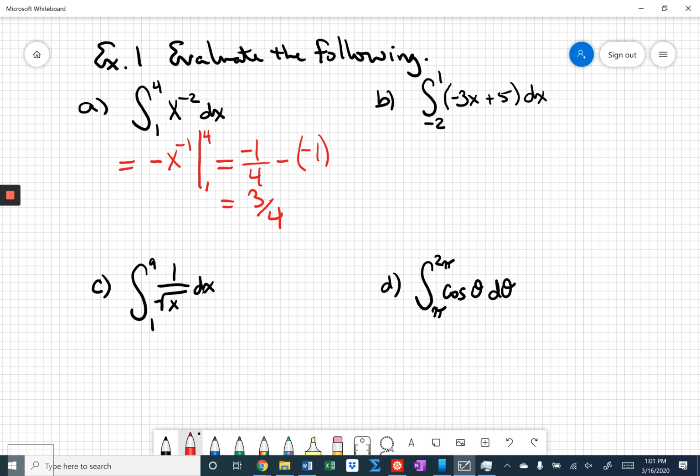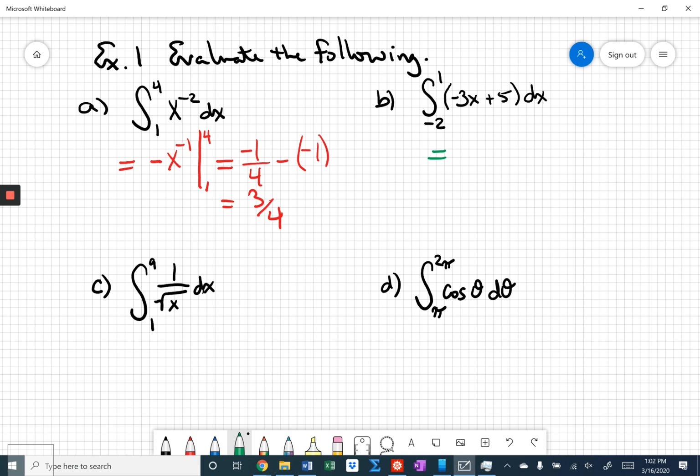All right. Now's a good time to pause and go do B if you haven't done it yet. All right, so for B, I'm going to do the same process. I'm going to find an antiderivative. Just as a side note, this one is one that you could easily draw and do the geometry of, but let's practice our evaluation theorem.